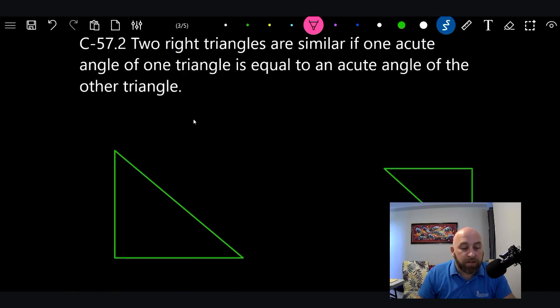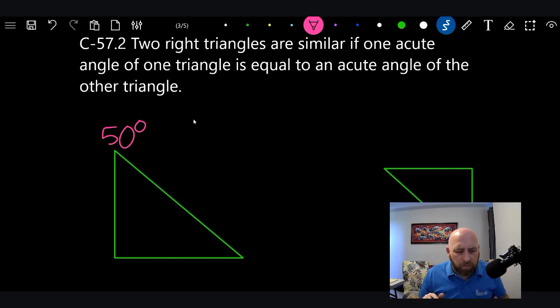Let's look at corollary 57.2. Two right triangles are similar if one acute angle of the one triangle is equal to an acute angle of the other triangle. This is basically the exact same thing as corollary 57.1. Now we're dealing with right triangles. But notice it says that only one of them. Okay, well, now what's going on? Well, let's say that this one is 50 degrees, and this one is 50 degrees. That's all we need. Okay, we're done.